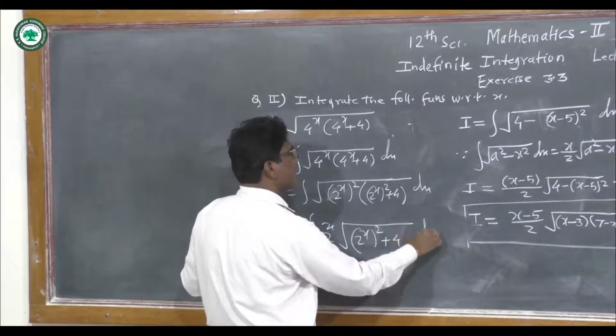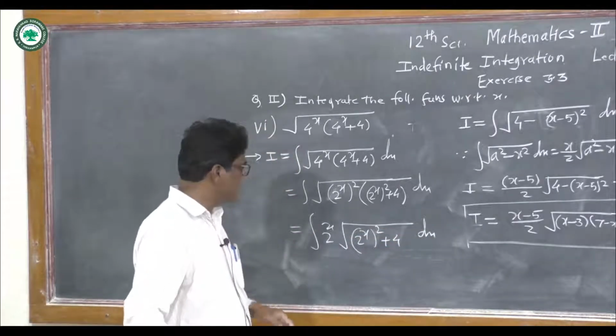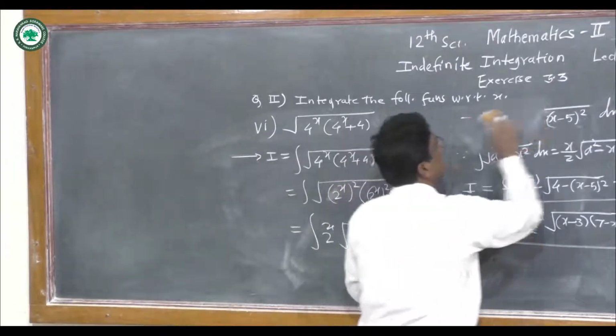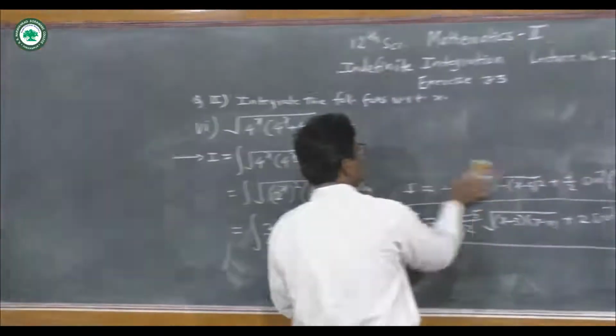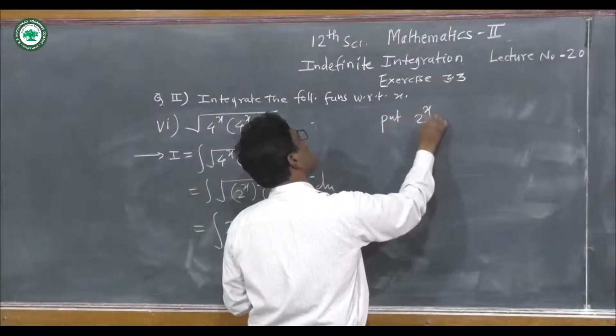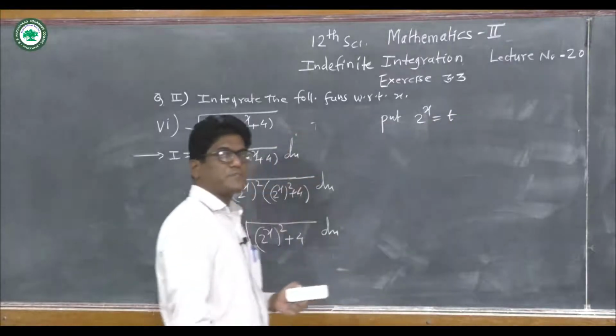And now use the substitution method here. We put here 2 to the power x is equal to t. So we use substitution here. Put here 2 to the power x is equal to t. Differentiate with respect to x.